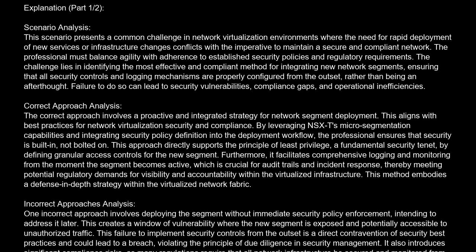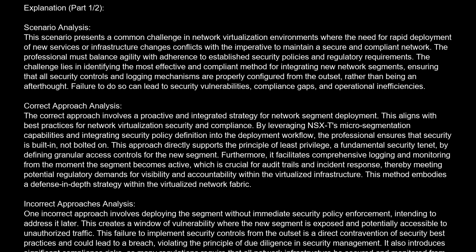This approach directly supports the principle of least privilege, a fundamental security tenet, by defining granular access controls for the new segment. Furthermore, it facilitates comprehensive logging and monitoring from the moment the segment becomes active, which is crucial for audit trails and incident response, thereby meeting potential regulatory demands for visibility and accountability within the virtualized infrastructure. This method embodies a defense-in-depth strategy within the virtualized network fabric.